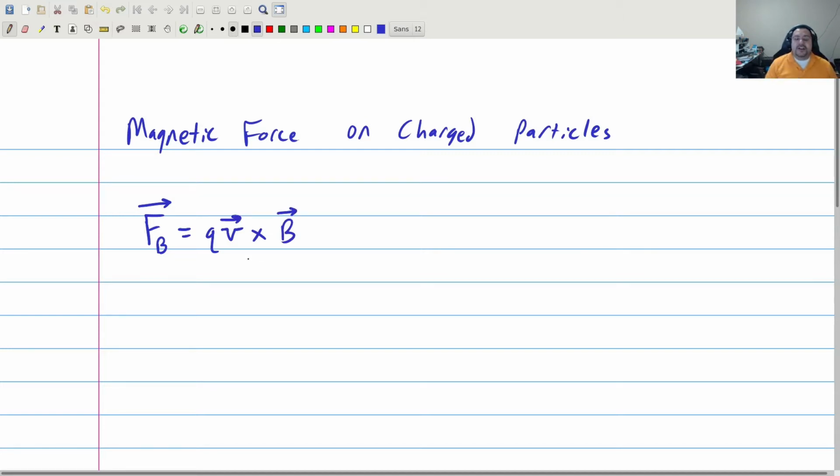All right, so here is what is going on in this formula. And you might have seen this as B times Q times V or something like that, but the correct way is QV cross B. So this obviously is magnetic force. Over here, Q is the charge of the particle. So if we talk about an electron, that's the charge of an electron. If we talk about a proton, it's the charge of a proton. If we talk about a 1 coulomb charge, it's 1 coulomb.